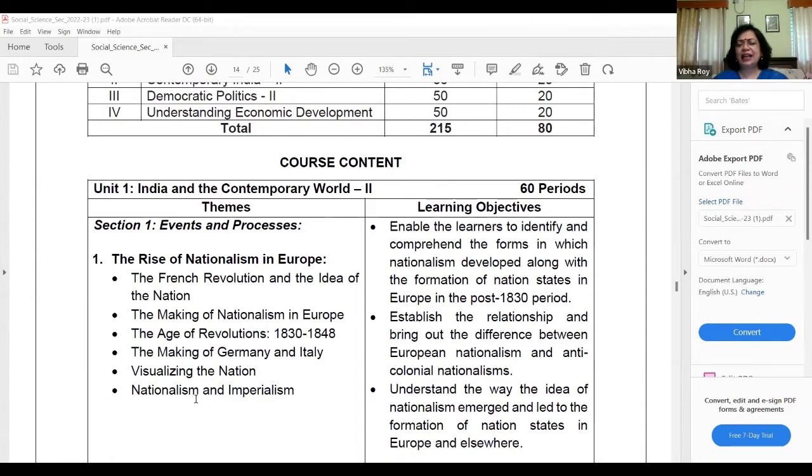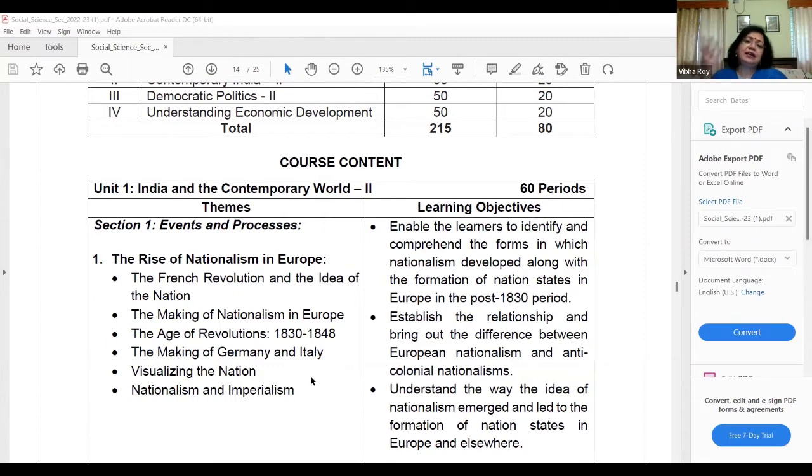And finally, the last topic is nationalism and imperialism. Nationalism, we know, is fighting for your own nation, forming your own nation. What is imperialism? When, in the greed of increasing our own nation, our own area, we are taking other countries, conquering other countries. That is imperialism. So each thing we should explain.